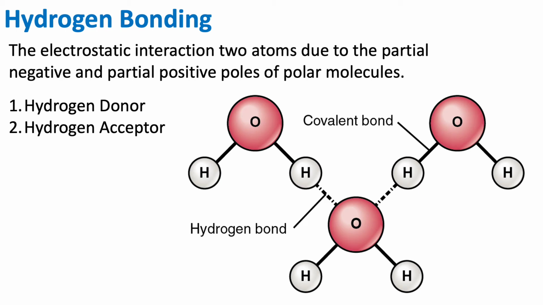So hydrogen bonding is the electrostatic interaction between two atoms due to polarity. Essentially, when we have two polar molecules, for example, we have this water molecule, this water molecule, and this water molecule. We know that water is a polar molecule because the electronegativity difference between oxygen and hydrogen is greater than 0.4.